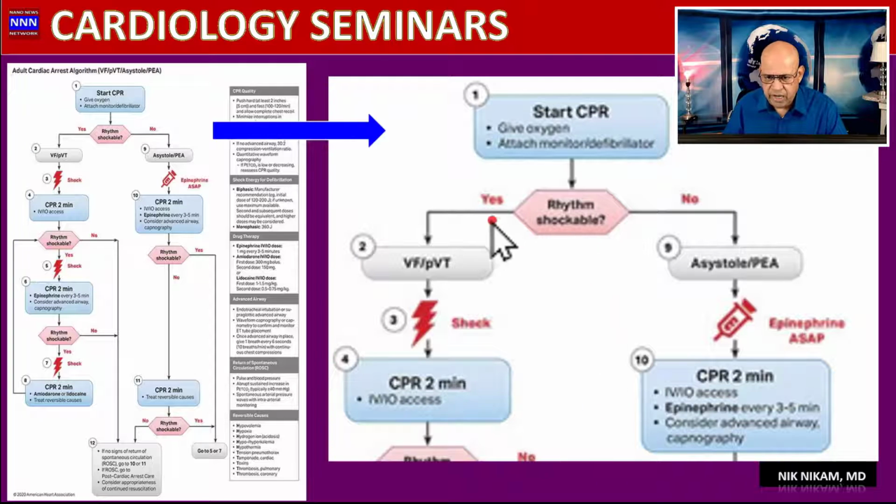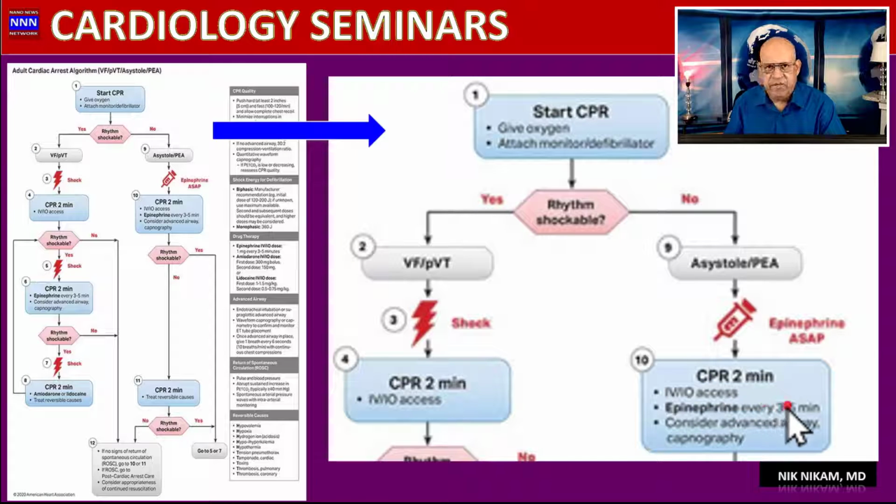minutes. On the other hand, if the rhythm is not shockable, you look for asystole or pulseless electrical activity. And if there is no pulse or if there's only electrical activity, you can give them epinephrine and then you begin 2 minutes CPR. So see the difference in these two scenarios. If you have VT, VF, you shock. If you have asystole or pulseless electrical activity, you don't shock first. You first give epinephrine. After epinephrine, you start the 2 minute CPR. 2 minutes CPR. You got it.